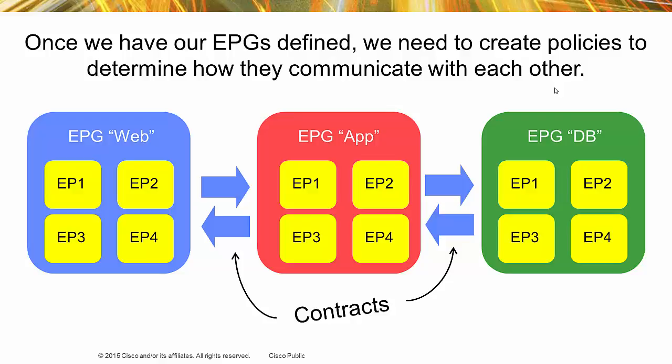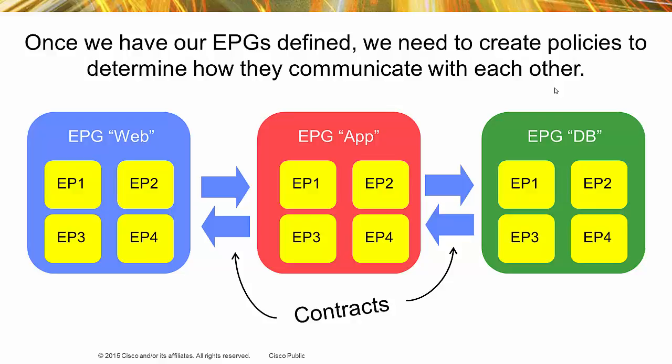Now when you create an endpoint group, ACI by default doesn't allow any communication because it works on the whitelist model. That means everything is denied. So you need to allow what you want to communicate. So here, let's say you want to make a communication between endpoint group web and endpoint group app. Similarly between app and database.